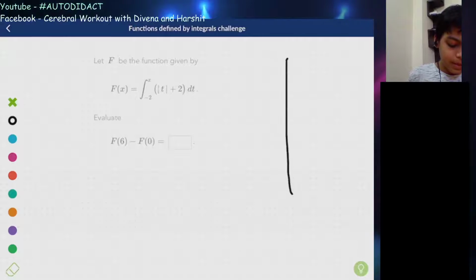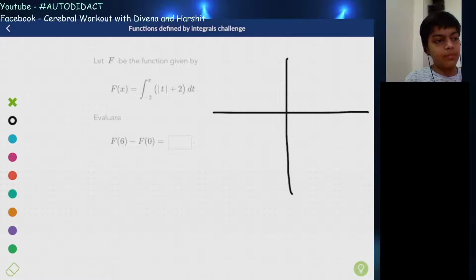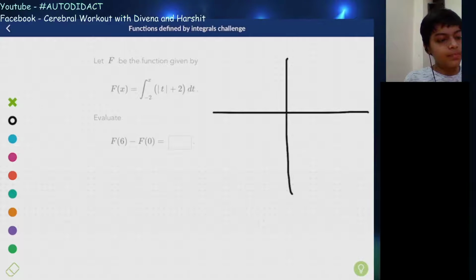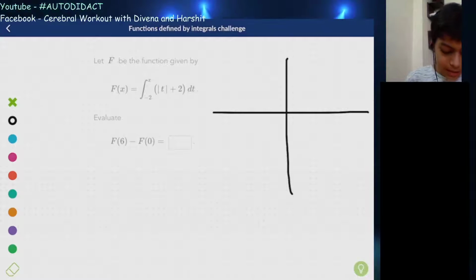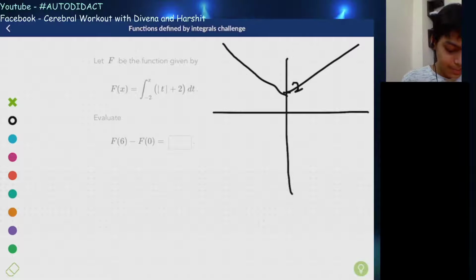Its graph will be like the absolute value of t. We want to find out the absolute value of t, and plus, let's say it is equal to x, so it will be like this. Let's say this is equal to 2, and it will just be like this. It will always be positive, and we want to find out what capital F of 6 equals and what capital F of 0 equals.